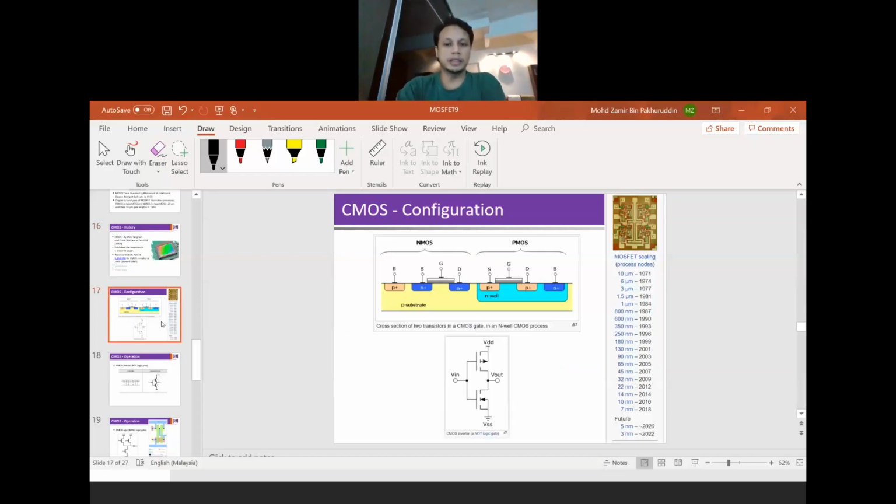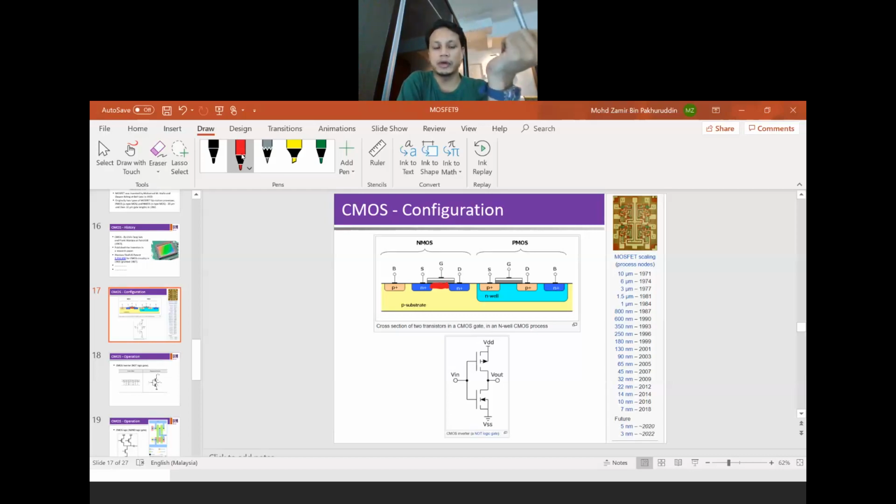This is the basic CMOS configuration. We have learned that CMOS is a combination of PMOS and NMOS. We have already learned the basic structure of an N-channel or P-channel MOS transistor. The left-hand side here is NMOS, where you can see the N-channel connecting source and drain. The substrate is P-type and the channel is N-type, therefore it's NMOS.